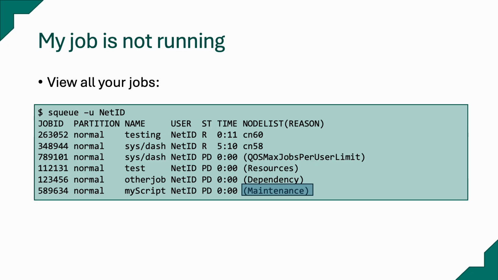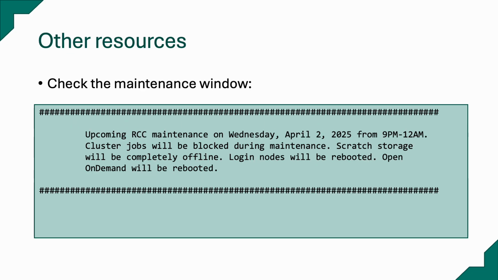If a maintenance window is approaching, you will see a message when you log into the cluster through SSH. This message will appear 7 days before maintenance, and it will look like this. Please be sure to check any messages at login. Some of them will be important and can affect your job submission.